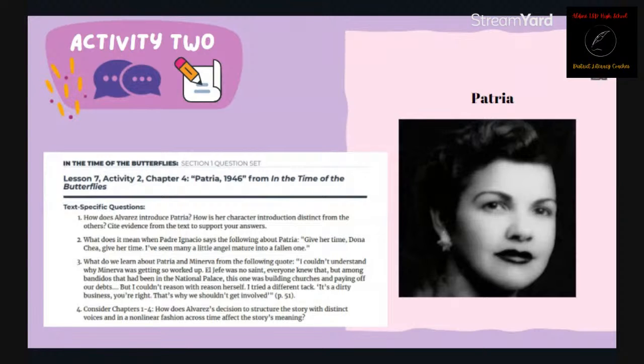To conclude Lesson 7, students discuss and write responses to questions from the Section 1 question set, working either in pairs or a small group. Observations about Patria are shared whole group, with information being added to the anchor charts as needed. As students complete each section of the tool, their grasp of the plot and characters should expand.